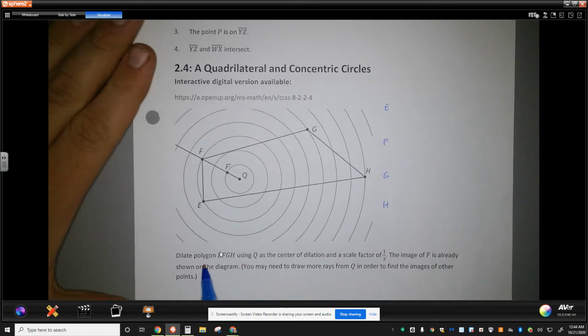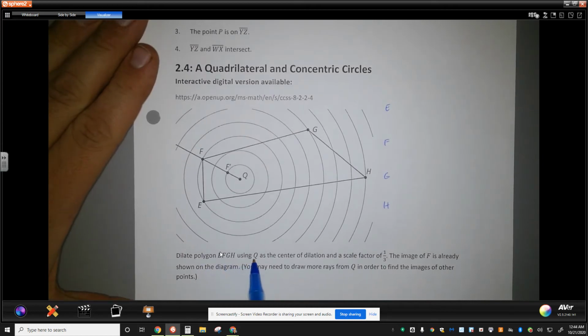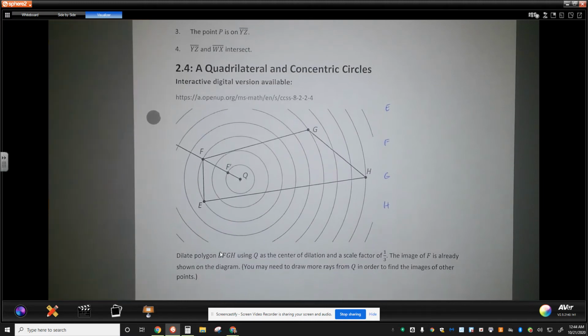We're supposed to dilate polygon EFGH using Q as the center of dilation and a scale factor of 1/3. The image of F is already shown on the diagram, and you may need to draw more rays from Q in order to find the image of other points.